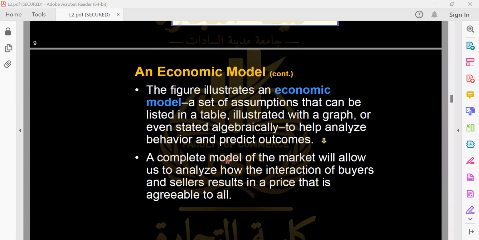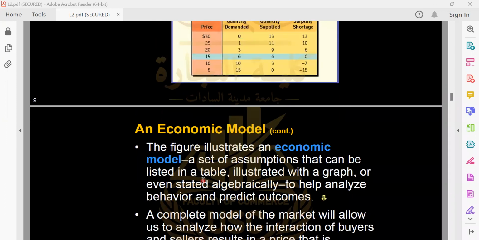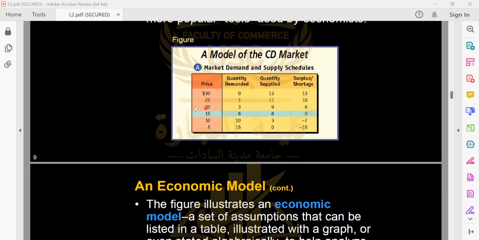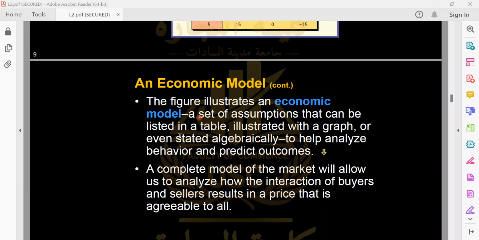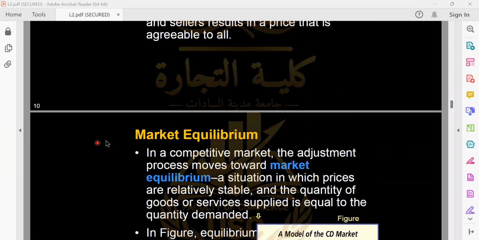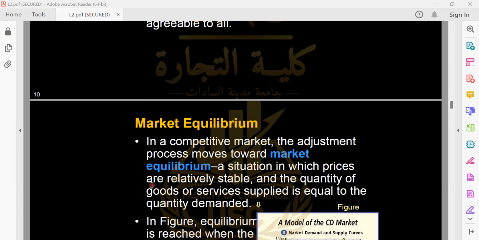A complete model of the market will allow us to analyze how the interaction of buyers and sellers results in a price that's agreeable to all. In market equilibrium, which we have in a competitive market, the adjustment process moves toward market equilibrium, a situation in which prices are relatively stable and the quantity of goods supplied is equal to the quantity demanded.